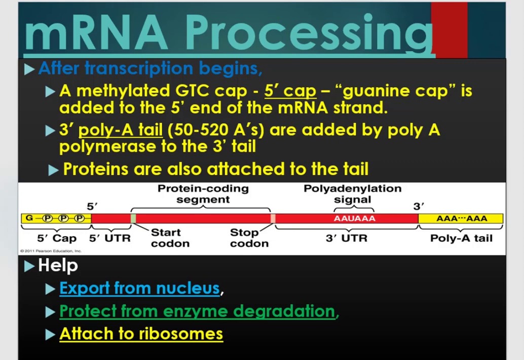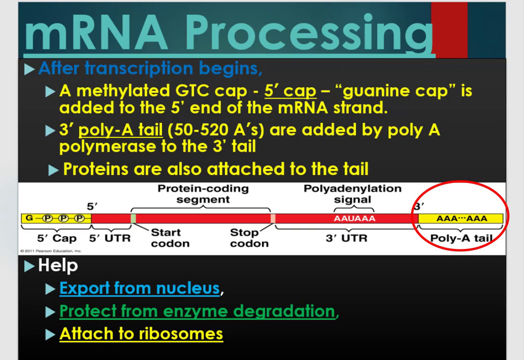mRNA processing. After transcription begins, a methylated GTP cap, or 5' cap, sometimes called the guanine cap, must be added to the 5' end of the mRNA strand. A 3' poly A tail, which is supposed to contain 50 to 500 adenine nucleotides, must be added by poly A polymerase to the 3' tail.